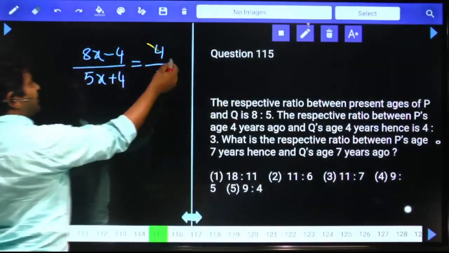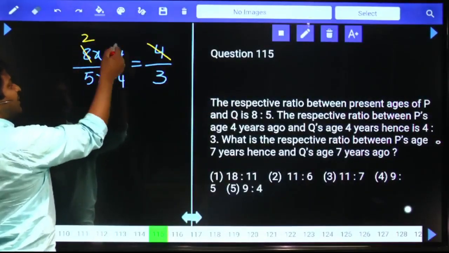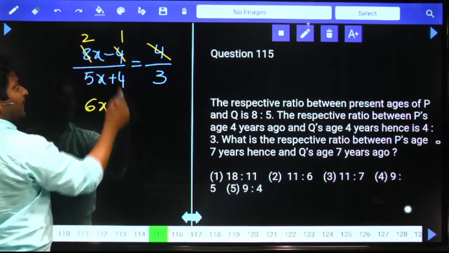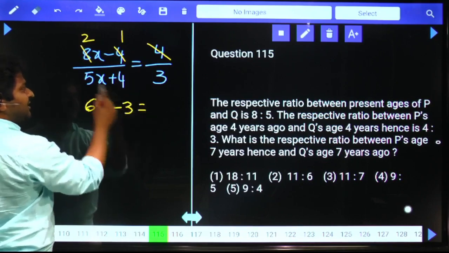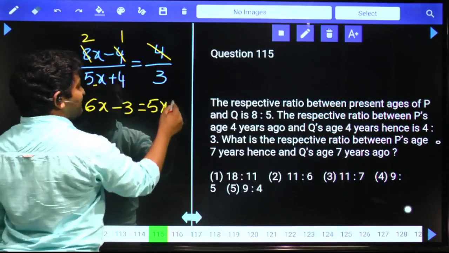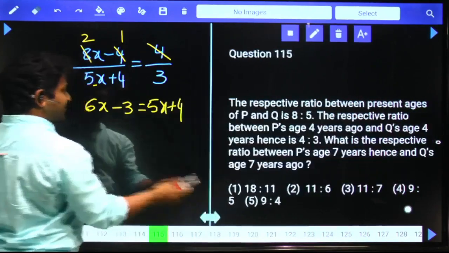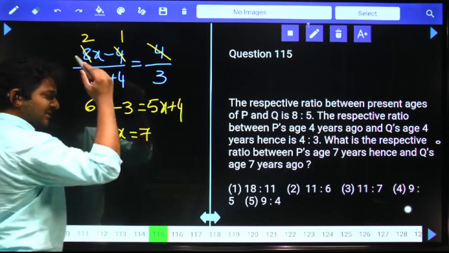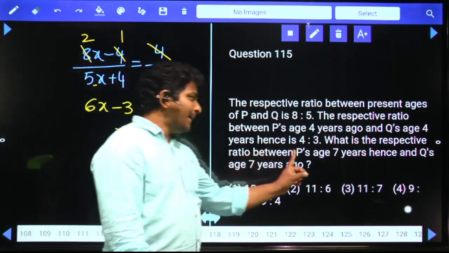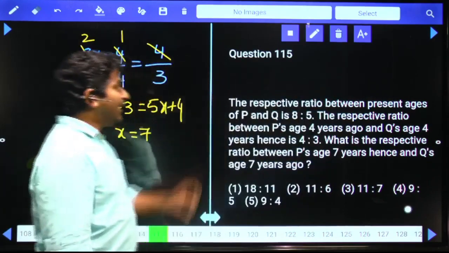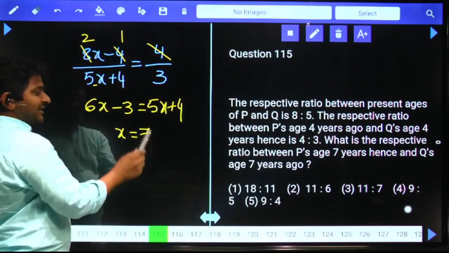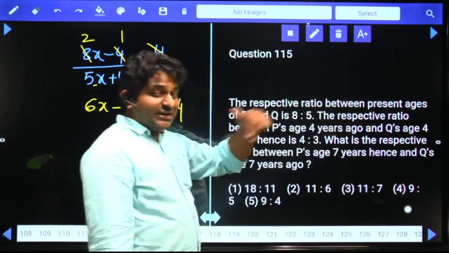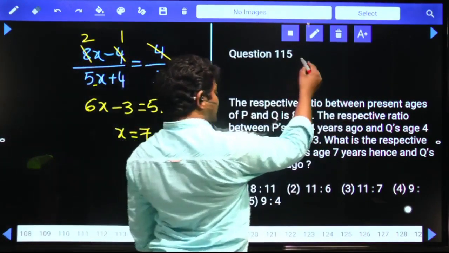Now simplification, take 4 common. Left hand side numerator 2 times and this is 1 time. 2x, 3 times 6x minus 1 into 3 is equal to 5x plus 4. Now from this, minus 3 goes to the other side, so x is equal to 7. Now what is your question? P's age 7 years hence. Present age of P is 8x, 7 into 8, 56. After 7 years, 56 plus 7, that is equal to 63.